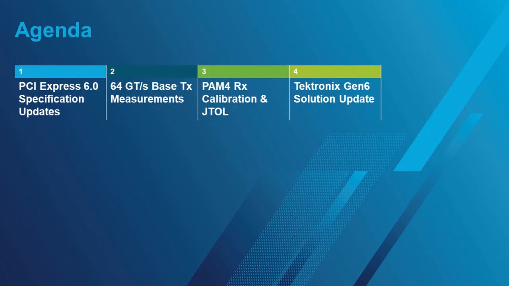Then we'll jump into Gen 6 base TX measurements. So we'll focus on the transmitter. We'll take a look at SNDR, which has been a focus as it's a new measurement for Gen 6. We'll look at uncorrelated jitter and discuss some of the other measurements that we see being added or updated for this new PAM4 signaling for 64 gigatransfers per second.